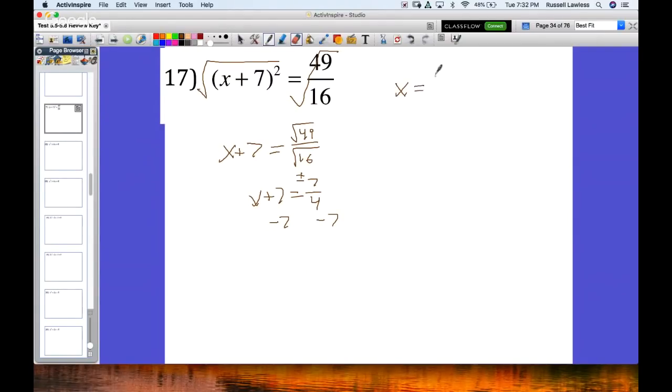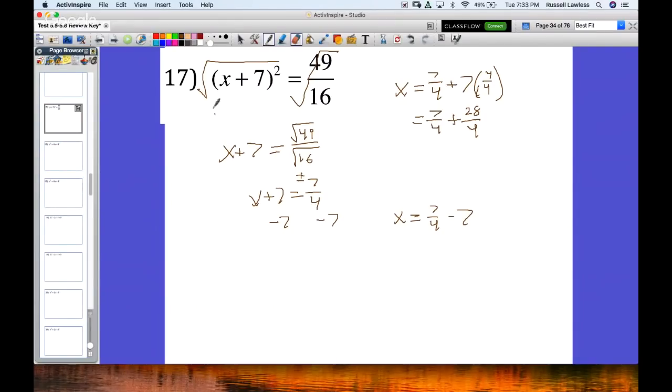So then x would be equal to 7/4 minus 7, and x would be equal to negative 7/4 minus 7. Now, when we subtract values, we got to find a common denominator. And the common denominator here is 4. So I'm going to multiply 7 by essentially the value of 1, which is 4 over 4. So then that would give me 28 over 4.